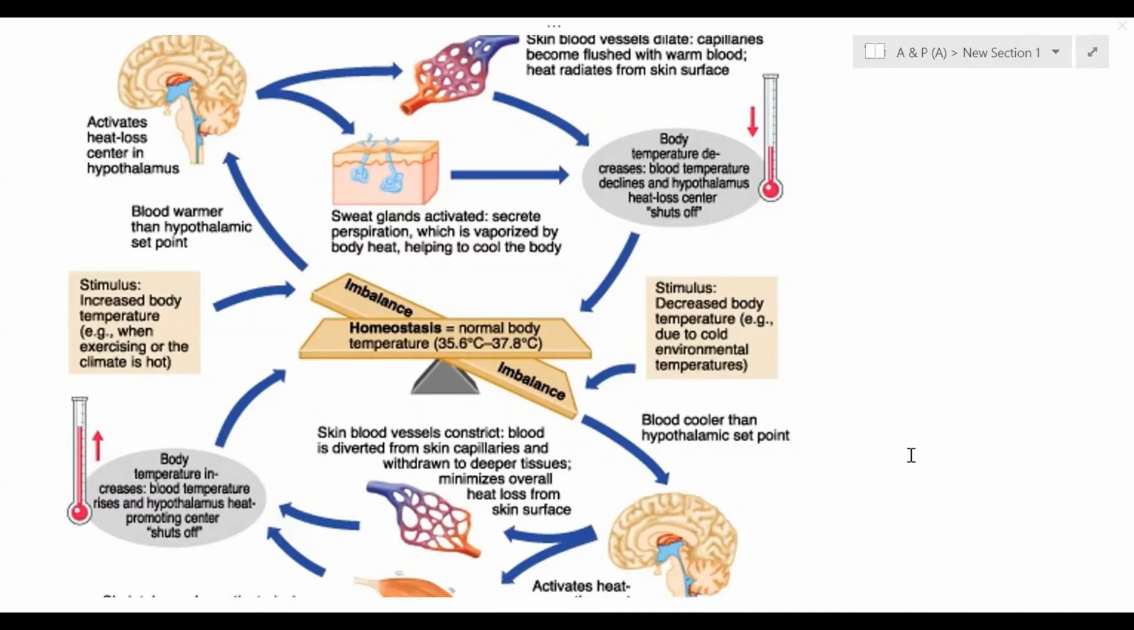Now, the first thing we're going to look at is negative feedback, because that's what I said I actually like talking about. So that's what we're going to do first, of course. And the first thing we're going to actually look at is thermoregulation.